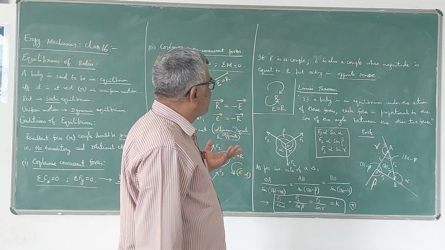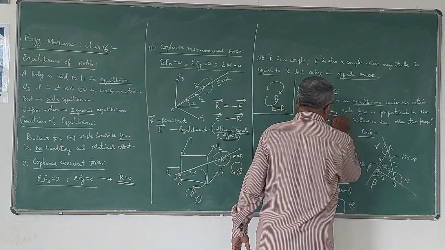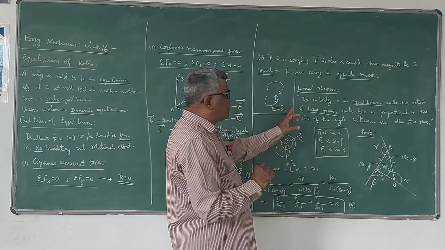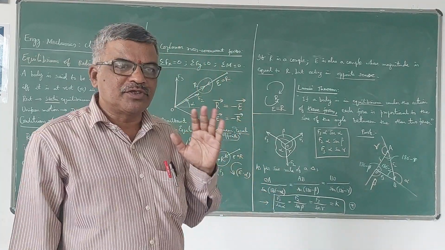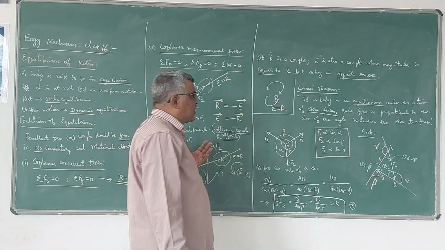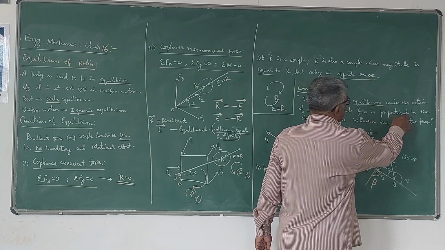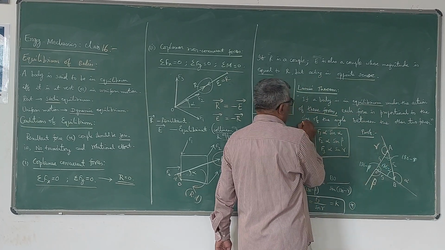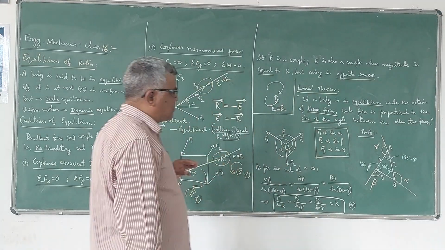So it states that if a body is in equilibrium under the action of 3 forces, please note that Lami's theorem is applicable only if the number of forces is restricted to 3. If it is more than 3 or less than 3, then we cannot use Lami's theorem. That is very important. So it is only subject to 3 forces. Each force is proportional to sine of the angle between the other 2 forces. Please understand the wordings here.